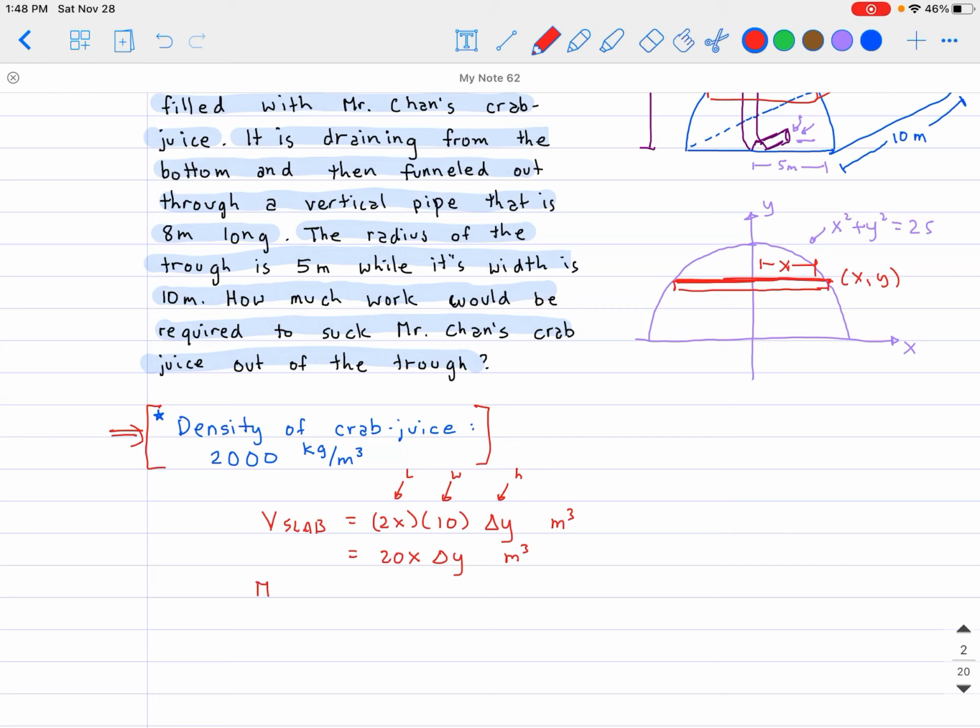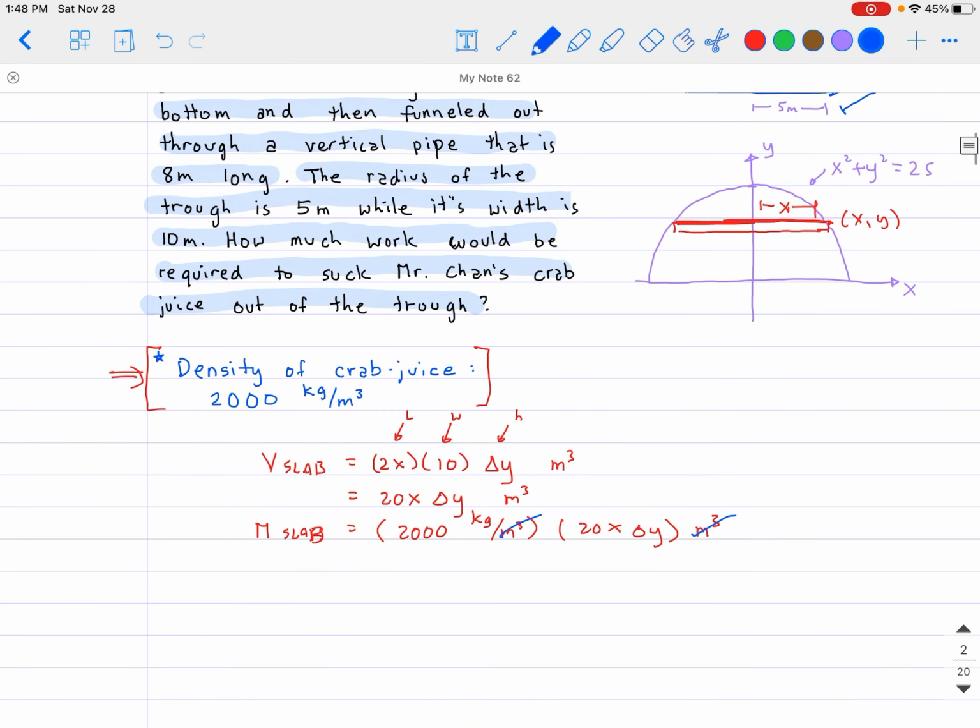If I want to solve for the mass of the slab, M for mass, and this is not how you spell slab. Slab is like this. That is going to be 2,000 kilograms per cubic meter, multiplied by 20x dy or delta y, in terms of meters. So you can see how the meters cancel out, leaving you with kilograms, and that's going to be our mass.